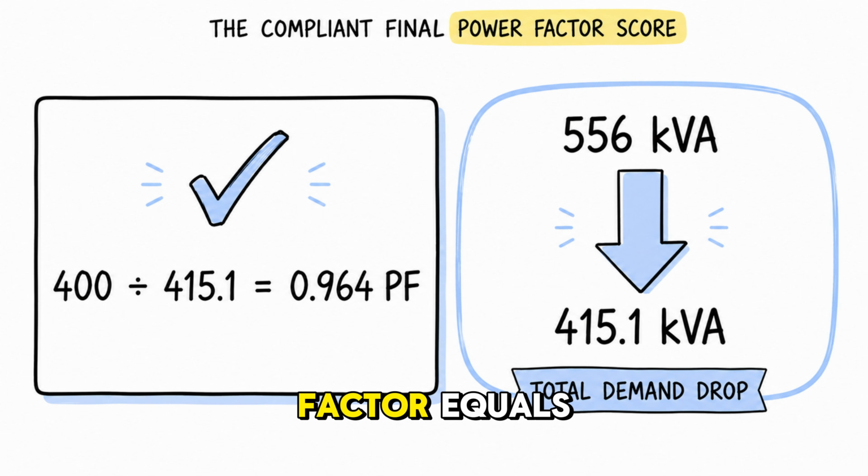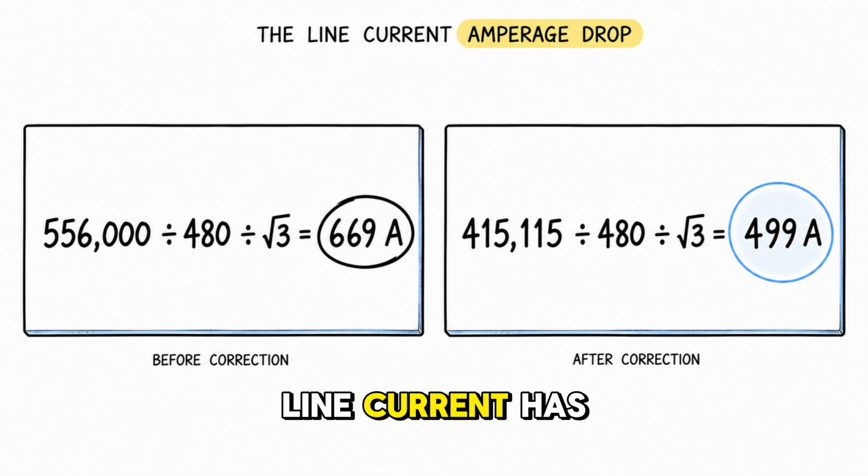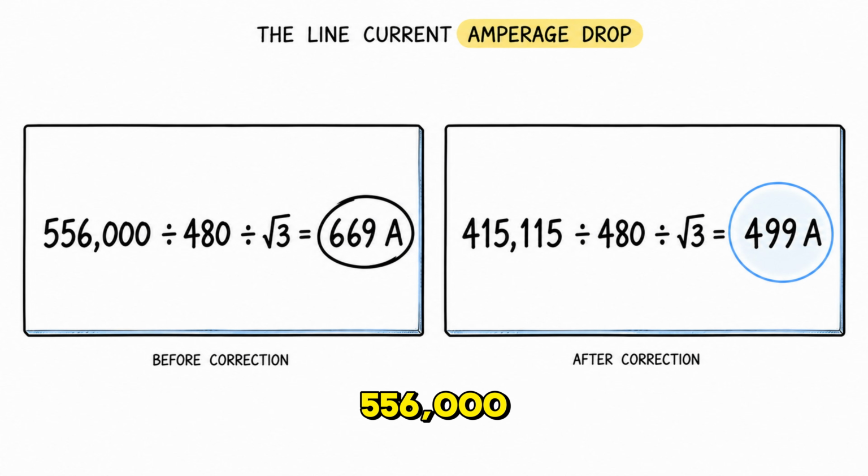The corrected power factor equals 400 divided by 415.1, which is 0.964, comfortably above the 0.95 threshold, so the utility penalty disappears. The supply cables now carry 415.1 kVA instead of 556 kVA. Line current has dropped from 556,000 divided by 480 divided by the square root of 3, which is 669 amperes, down to 415,115 divided by 480 divided by the square root of 3, which is 499 amperes.